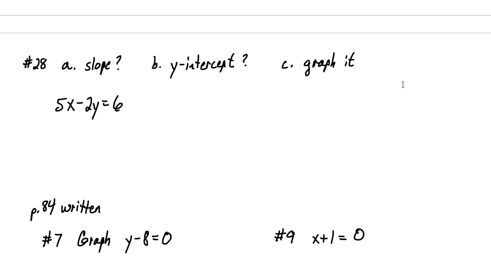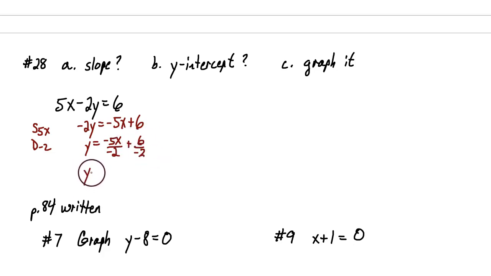Next, number 28, we're given an equation and asked for the slope. It will be easier if we change this equation into slope-intercept form. So let's solve it for y. Subtract 5x from both sides. We get -2y equals -5x plus 6. Now divide by -2. We get y equals -5x over -2 plus 6 over -2. Let's simplify this. This makes 5 over 2x minus 3.